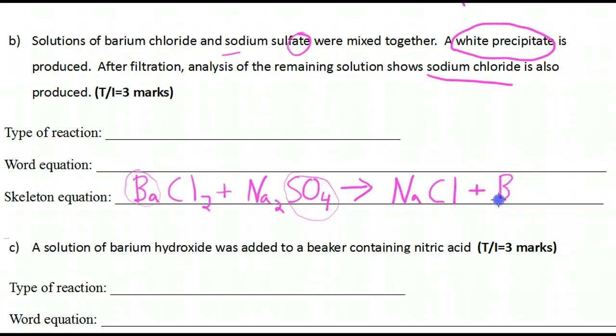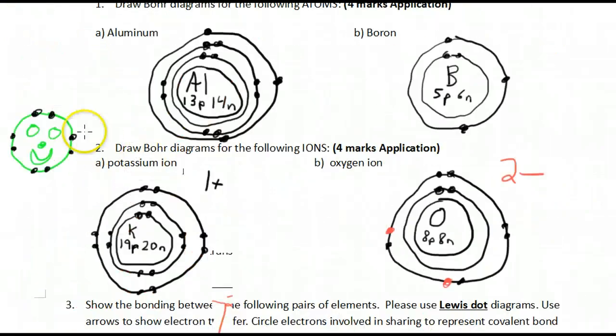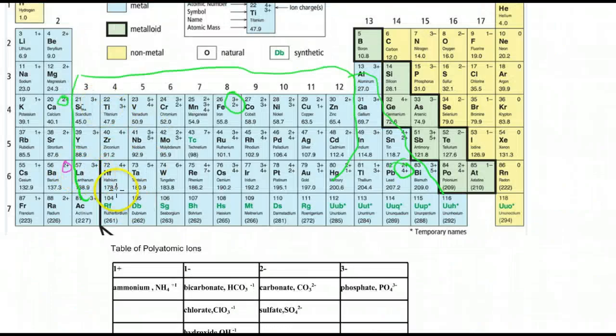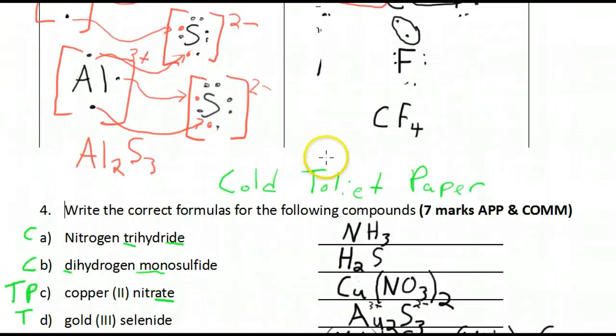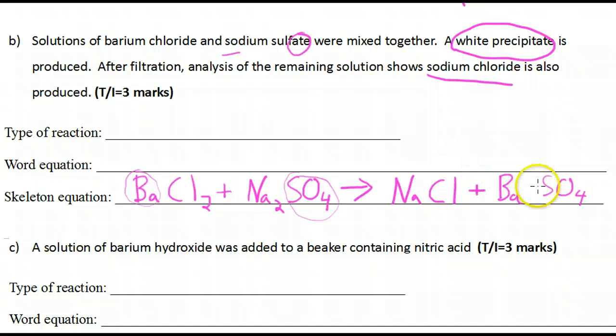So Ba and SO4, and let's just make sure that the chemical formula is correct. So Ba has a charge of +2, I think we determined before, and sulfate also has a charge of 2-. So therefore, the charge is balanced out, and that is good.